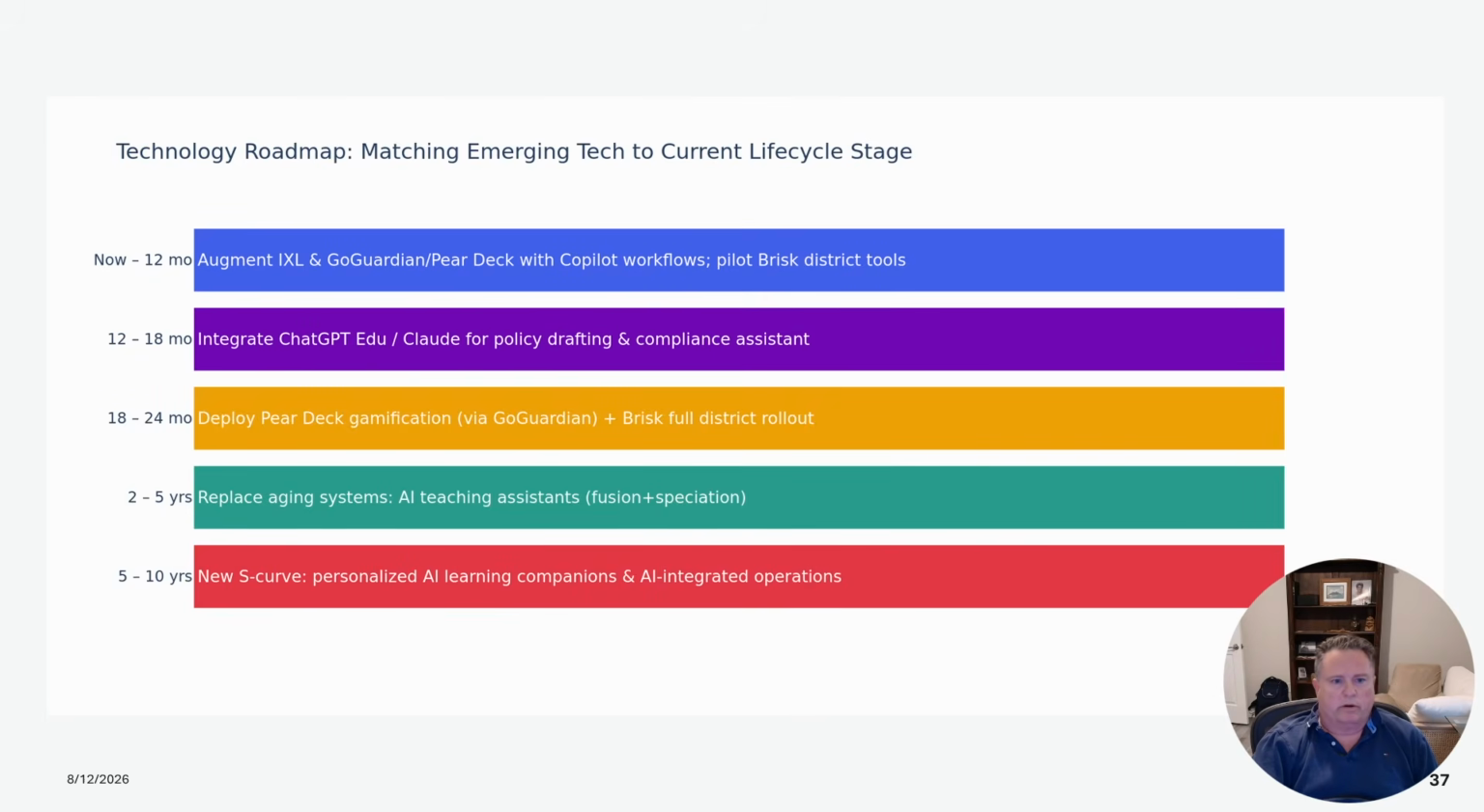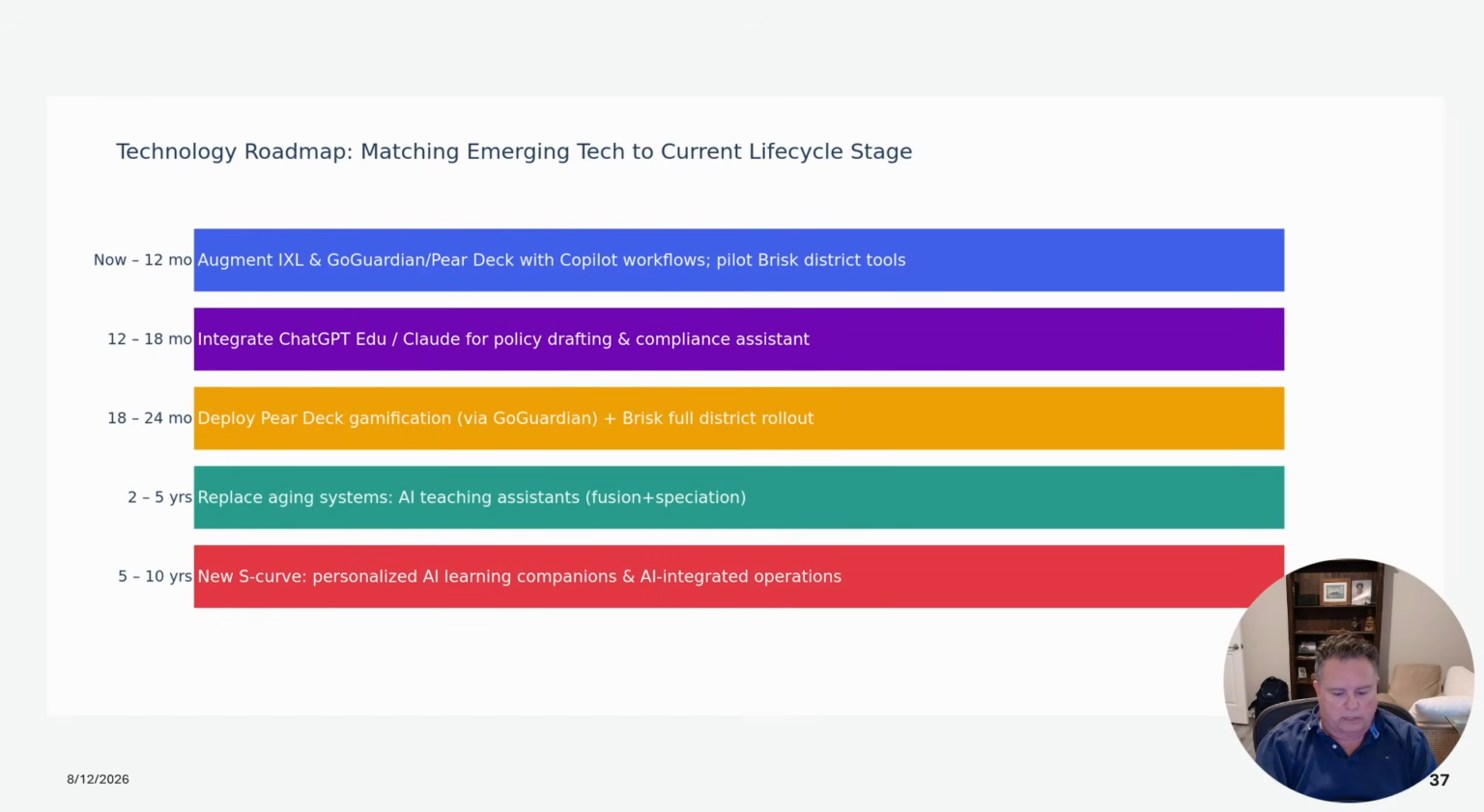Now, this is very important. We're going to look at a technology roadmap, matching emerging tech to current life cycle stage. The bottom line to this is we want the board's core planning challenge to be sequencing: matching the maturity of emerging AI technology to the maturity of the technology currently in place, and then matching the pace of the rollout to who within the state's school system is likely to adopt it at each stage.